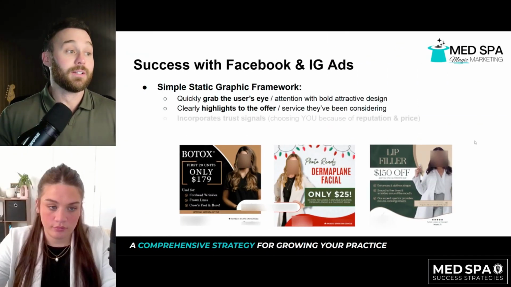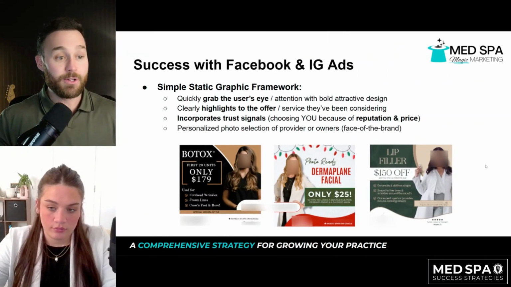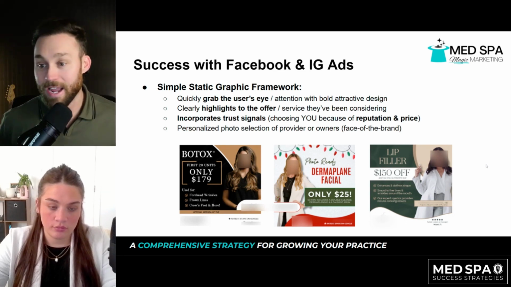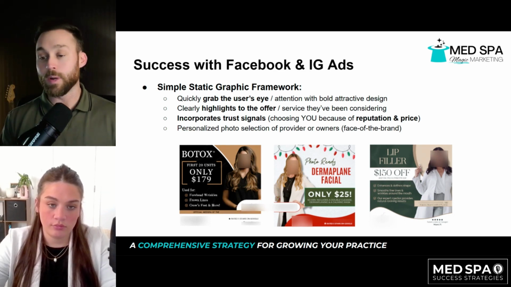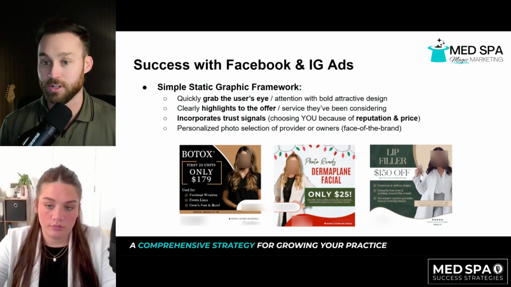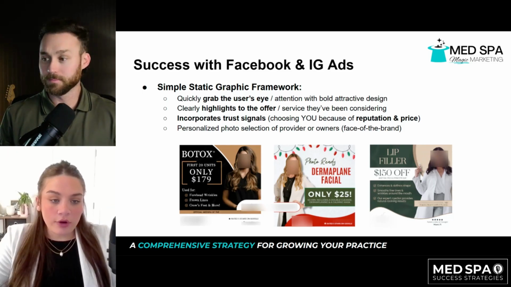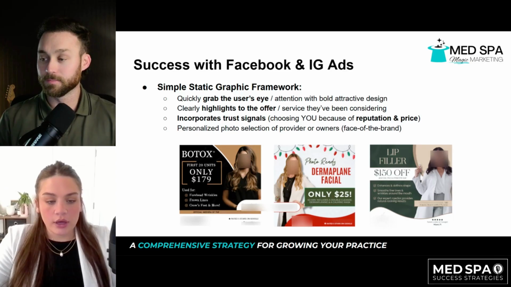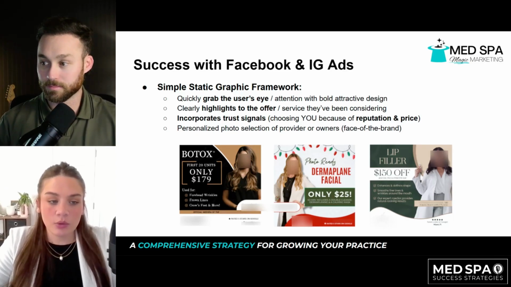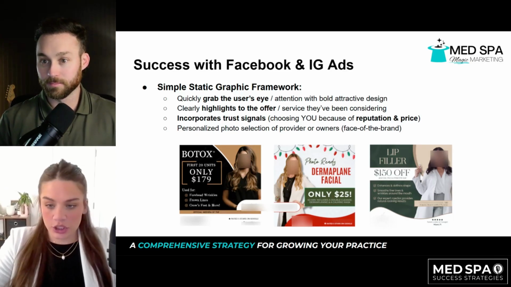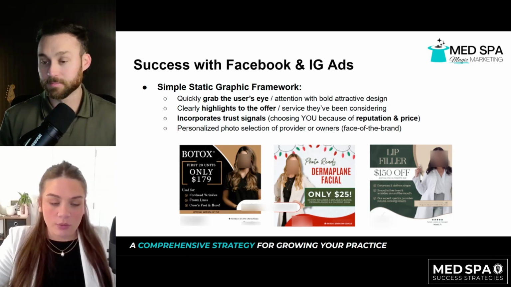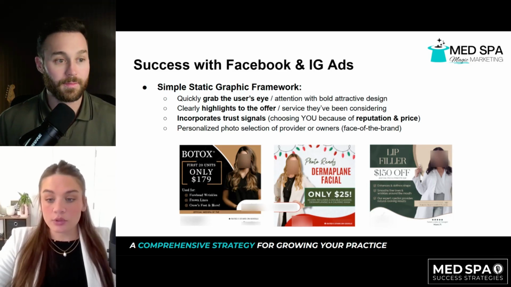Okay, Lauren, our static image framework. So now we're going to teach you how we build our ad graphics, the basic checklist that we're going through, and we have some samples on the screen for those of you that are watching on video. Okay, so when we're talking about the framework of graphics and what we're doing with those graphics, the number one goal is to quickly grab the attention of the user. So immediately we want to make somebody stop scrolling in their feed.